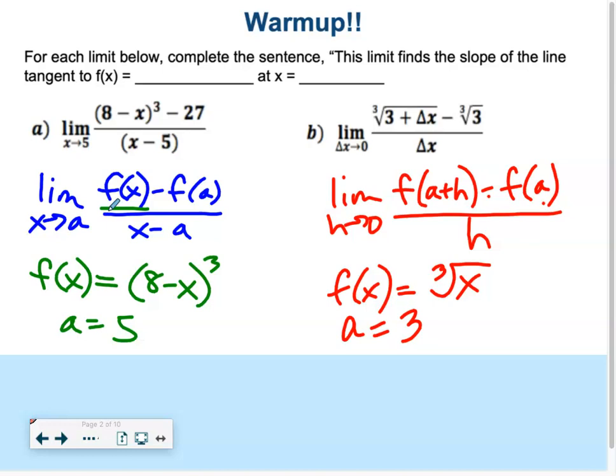So anyway, being able to recognize this formula gives you slope of the tangent, or in other words, derivative. Being able to recognize, hey, this is a derivative. What's my function? What's my number? All right, I'm just going to find the derivative of the cube root of x at x equals 3, and I can be done in 15 seconds.